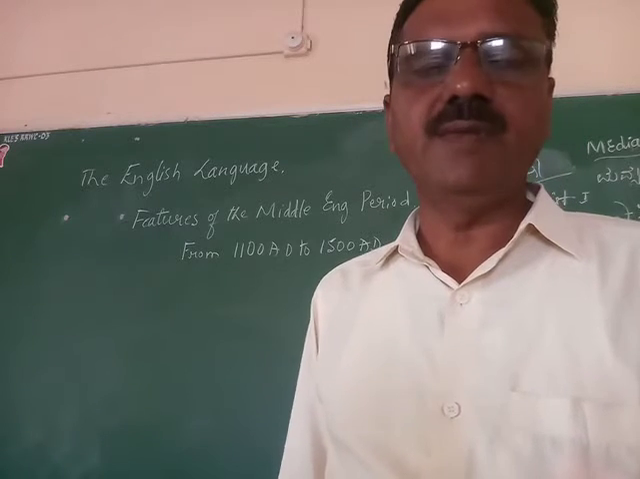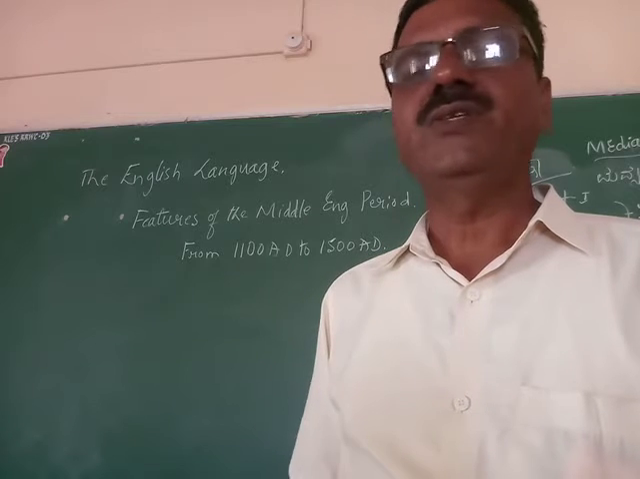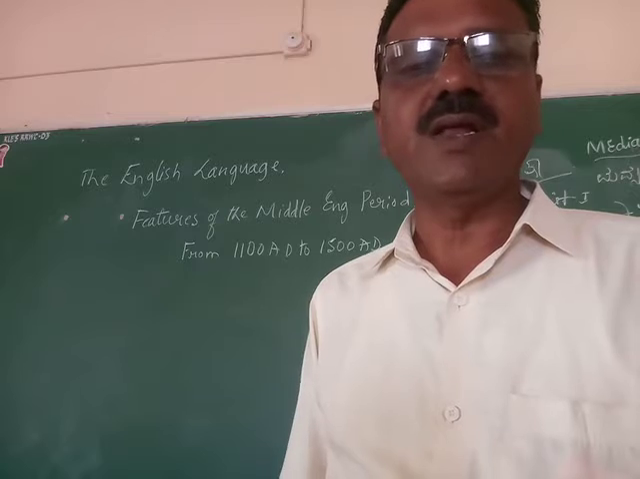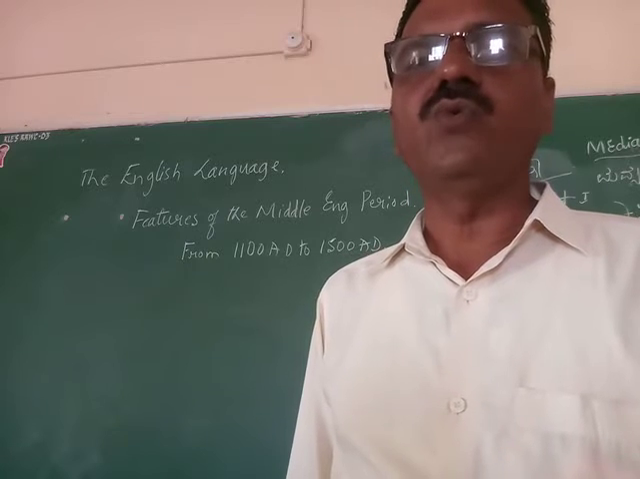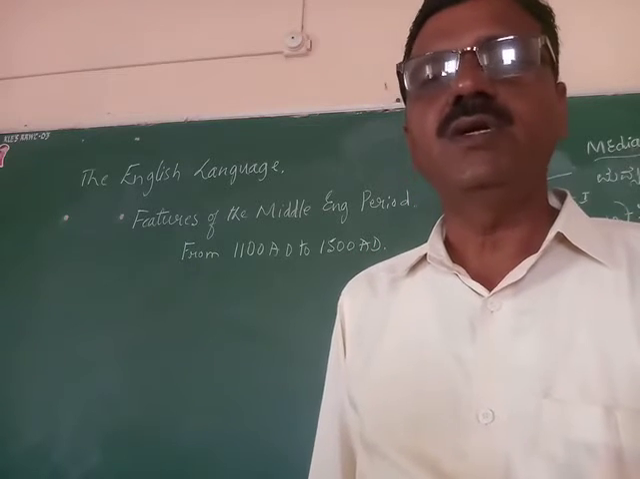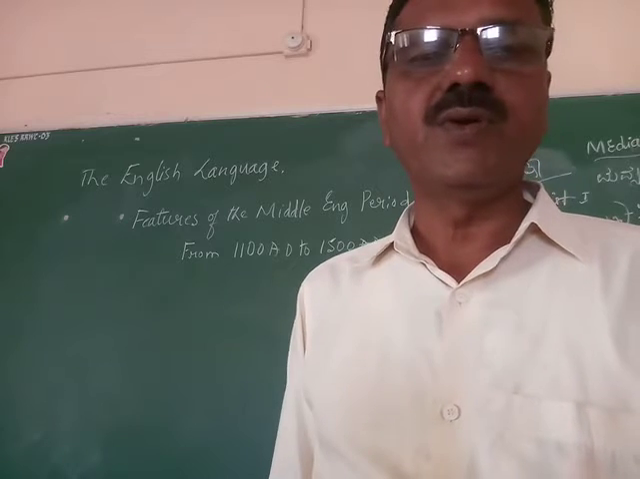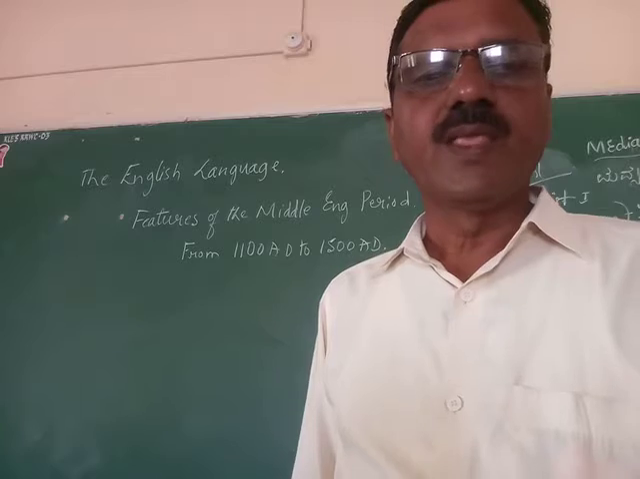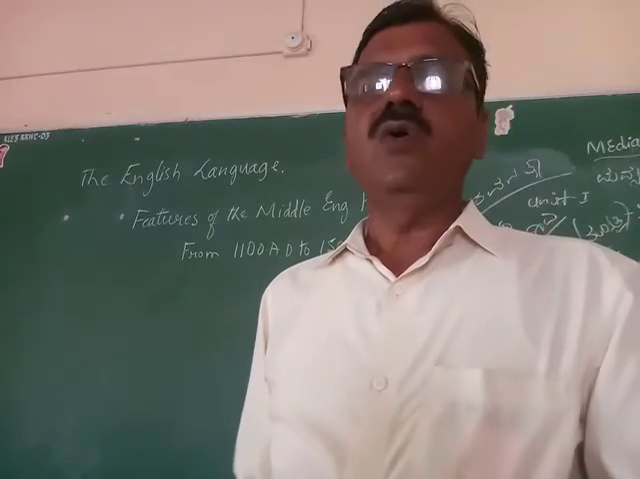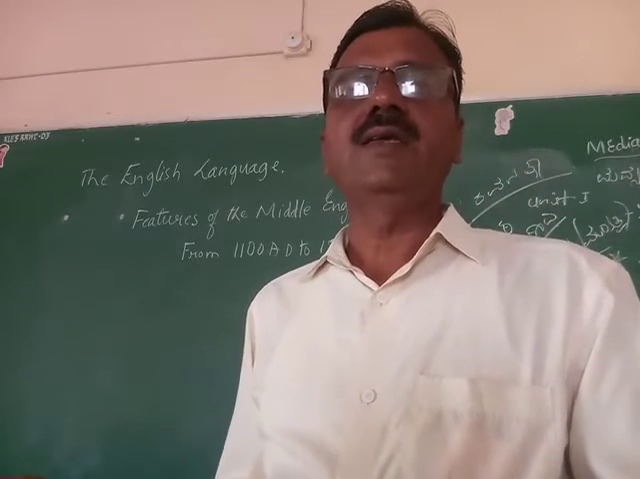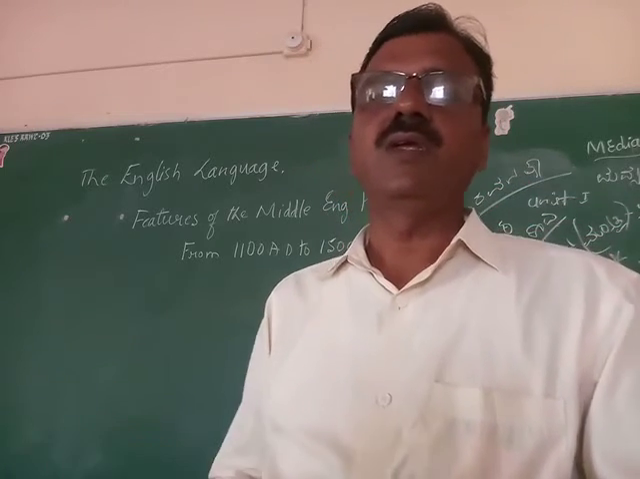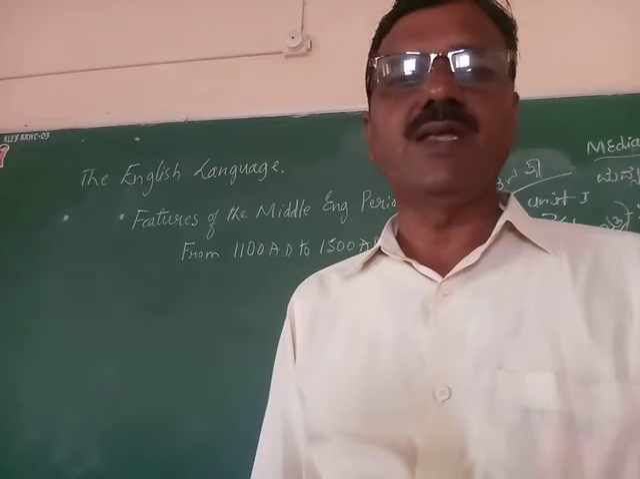Take for example sheep. Its flesh is said to be mutton. And the animal cow, its meat is called beef. And swine, its meat is pork. So this is how we have had the system. I mean, this is how many words entered into the English dictionary during the Middle Ages.